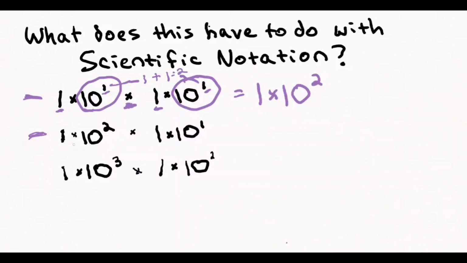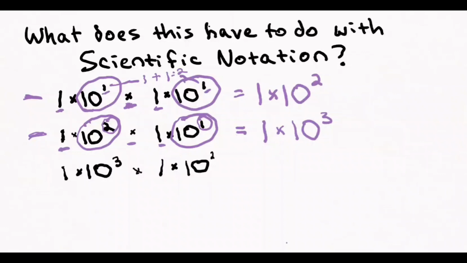So let's try this next line. We have 1 times 10 to the power of 2 times 1 times 10 to the power of 1. So first let's just do the regular numbers. 1 times 1 equals 1. And then we have this 10 to the power of 2 times 10 to the power of 1. So we just take this 2 plus 1 equals 3. So the answer is 1 times 10 to the third.